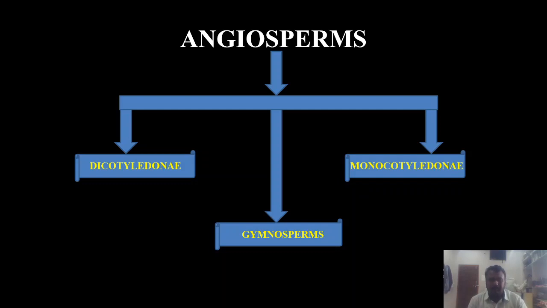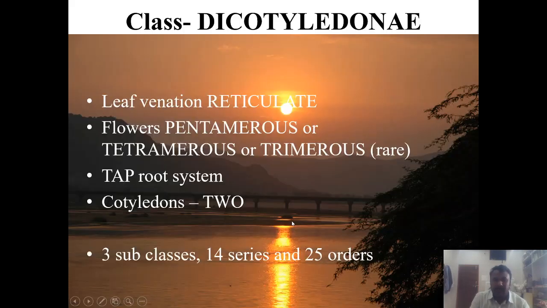Now, these angiosperms are divided into 3 classes: dicotyledonae, gymnospermae and monocotyledonae. Here there is a major mistake done by Bentham and Hooker. They kept the gymnosperms, which are not at all connected to angiosperms, in between the dicotyledonae and monocotyledonae. That is the major mistake done by Hooker and Bentham.